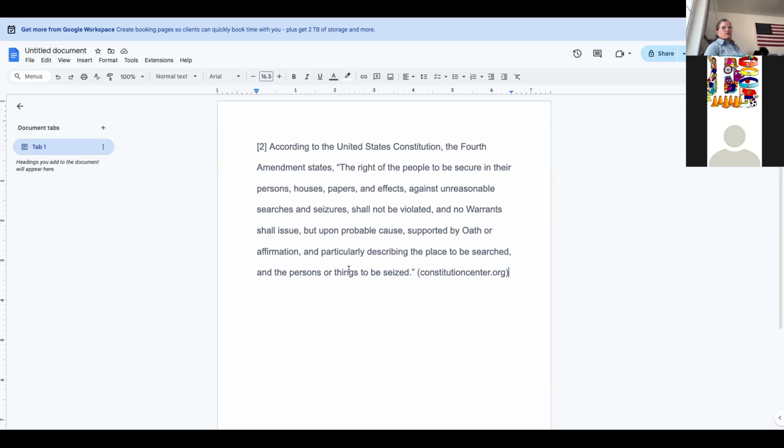Does that make sense to you guys? You guys understand that? Because you want to explain what the amendment is and then go into the history of it.